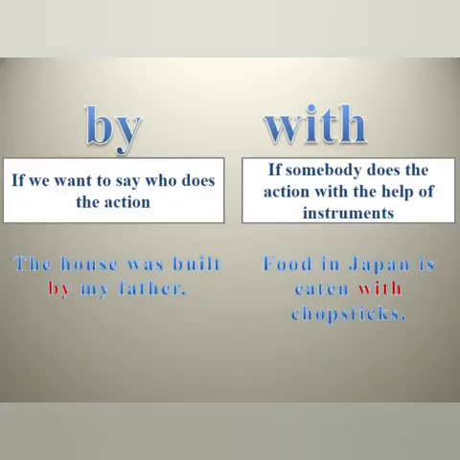In the passive voice, we use the prepositions by and with. If we want to say who does the action, we use by. For example, the house was built by my father. If somebody does the action with the help of instruments, we use with. For example, food in Japan is eaten with chopsticks.